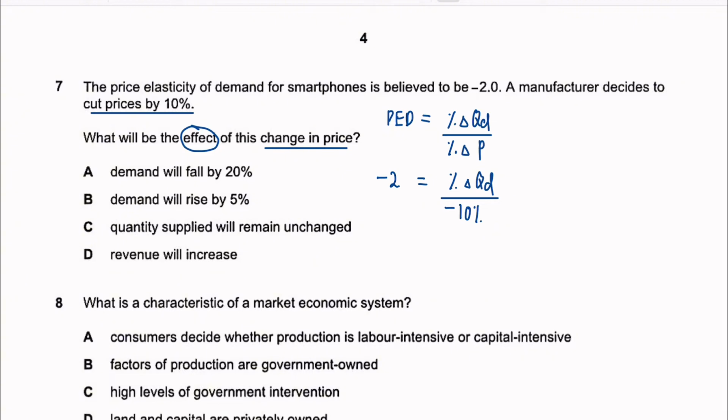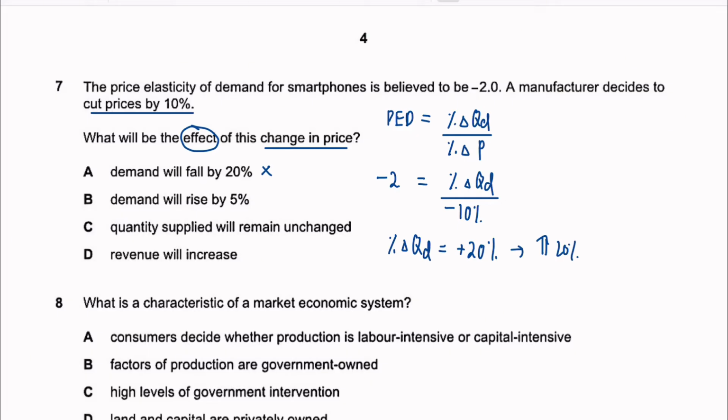So it's very important that you put the negative instead of just putting 10%. Okay, so now let's work out what's the percentage change in quantity demanded. Okay, so we got an increase of 20%. Alright, let's see what's the answer. Demand will fall by 20%. This is wrong because this should be increased by 20%.